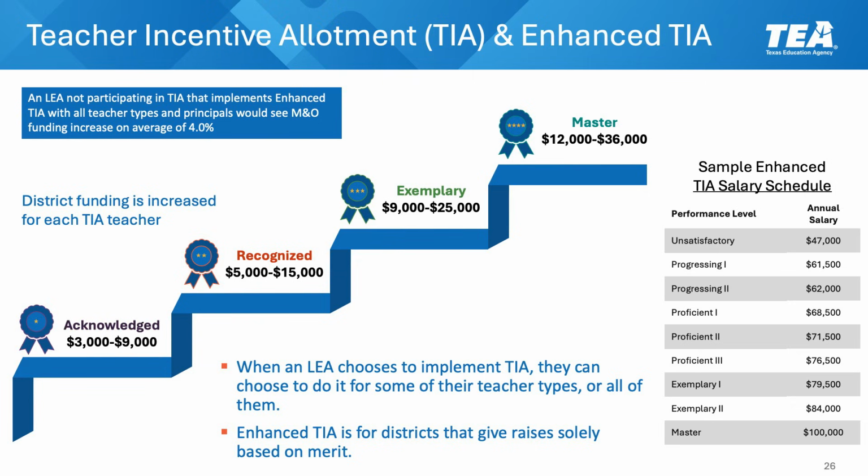Additionally, through House Bill 2, the Texas legislature created the enhanced teacher incentive allotment designation, which allows local school systems to really redesign their salary schedule to fully align with teacher performance, to align all salaries within the district to the quality of teacher in the classroom.